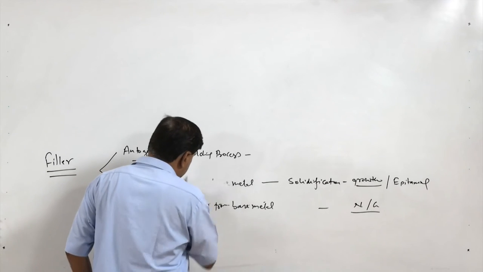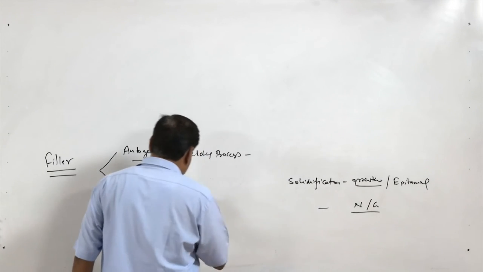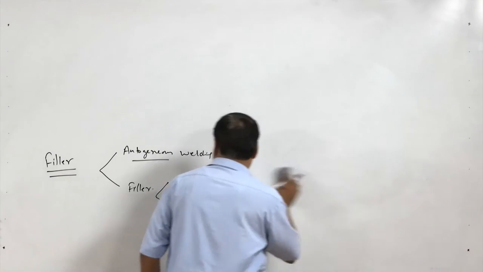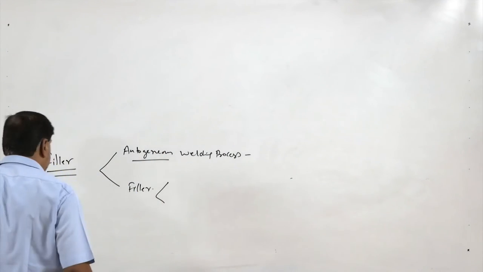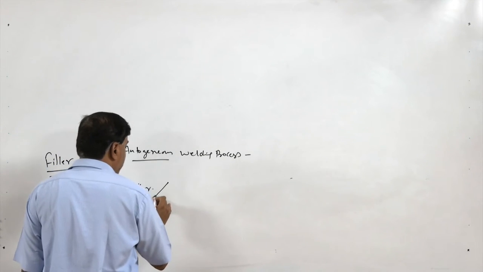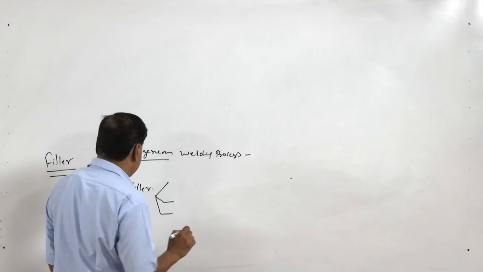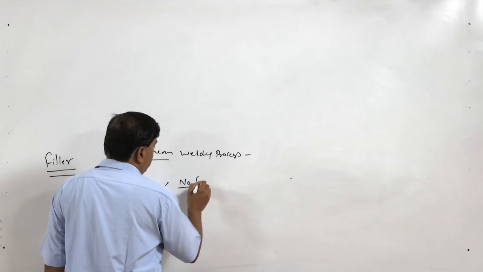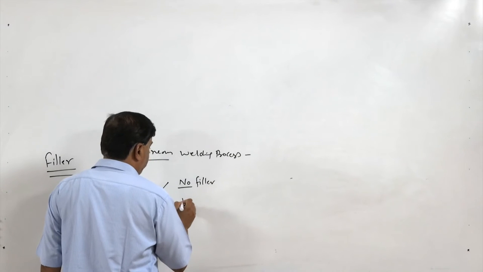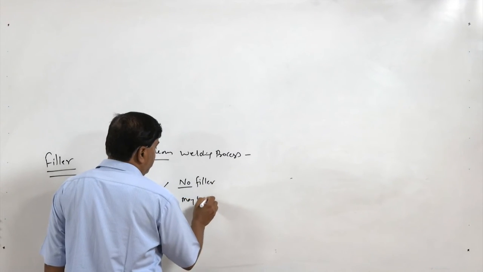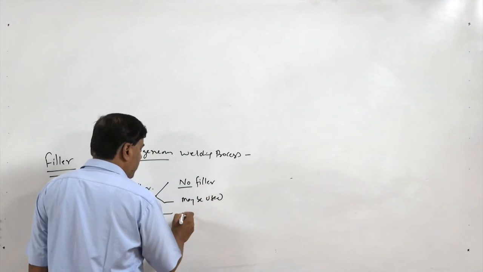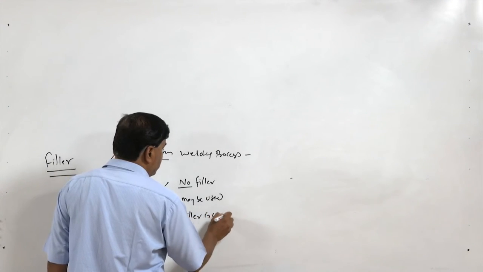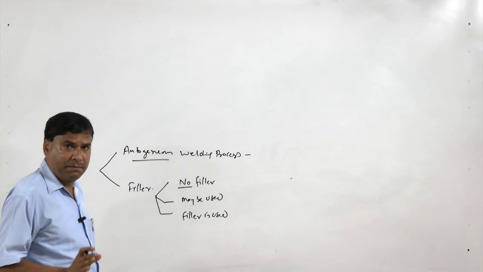Then you will see there are certain processes which do not use any filler, and certain processes where filler may be used or may not be used, and certain processes where filler is used compulsorily. So there are three categories of the processes.